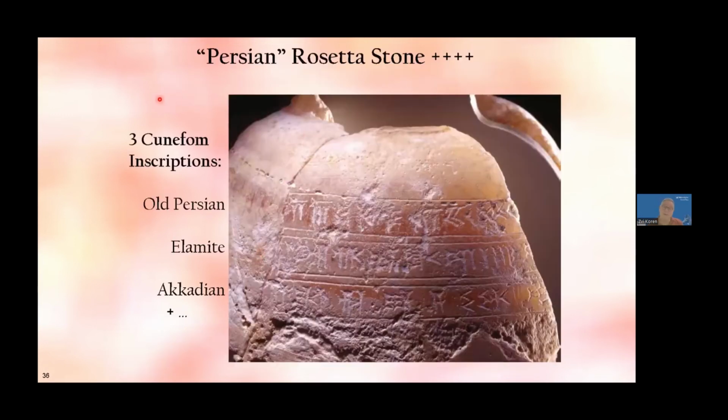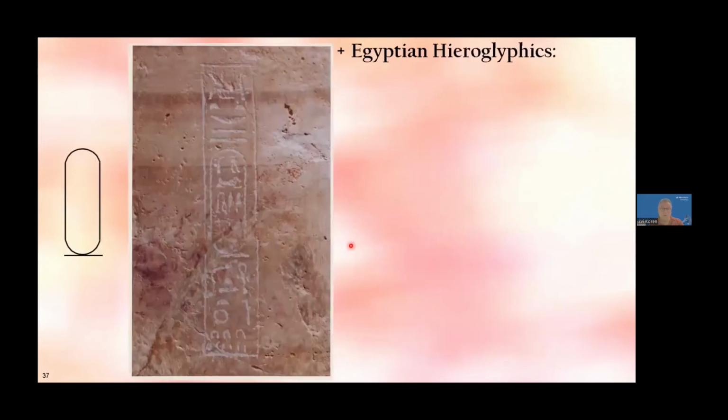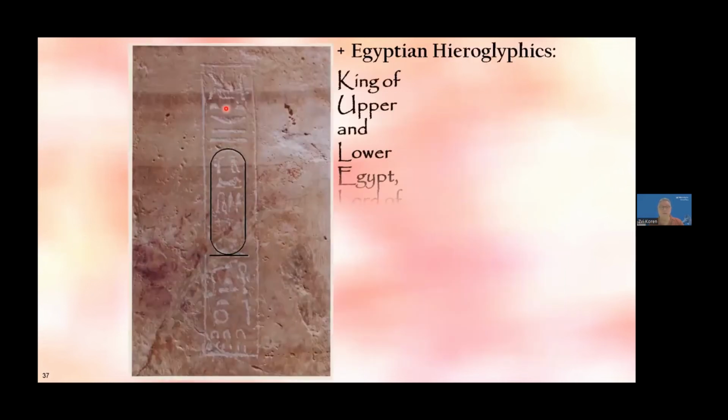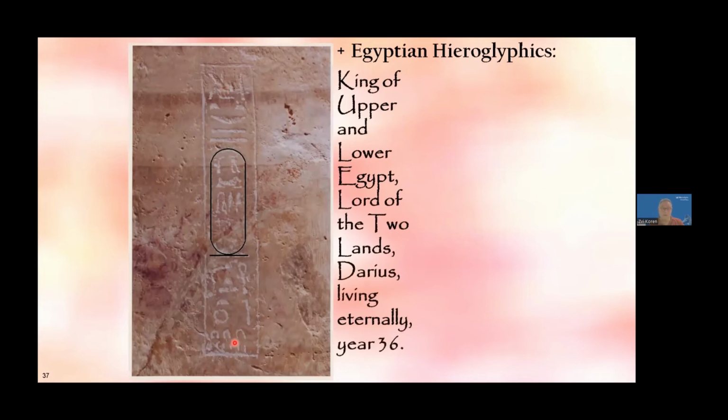I call this, and others too, a Persian Rosetta Stone, but the Rosetta Stone had only 3 languages or inscriptions on it. This has 4. The 3 inscriptions, Old Persian, Elamite, and Akkadian, all written in cuneiform scripts, but also there's Egyptian hieroglyphics. And those who are aware of how to read Egyptian hieroglyphics from the top to the bottom: King of Upper and Lower Egypt, Lord of the 2 lands. The cartouche, right in here, is the name of the king Darius, or Daryavaush in ancient languages, living eternally, year 36.